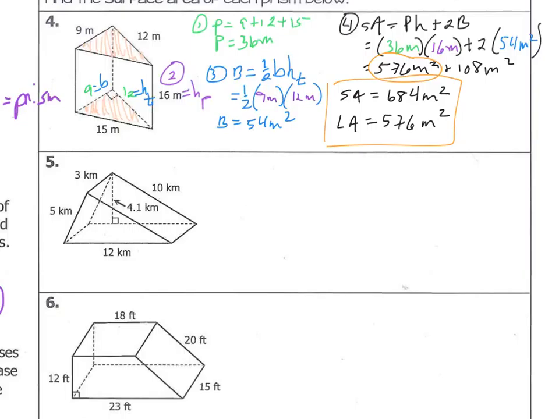So long as you know your big B formulas, these aren't that bad. The only tough part is finding the heights that's different from the height of the base. Height of the base is different than the height of that prism.